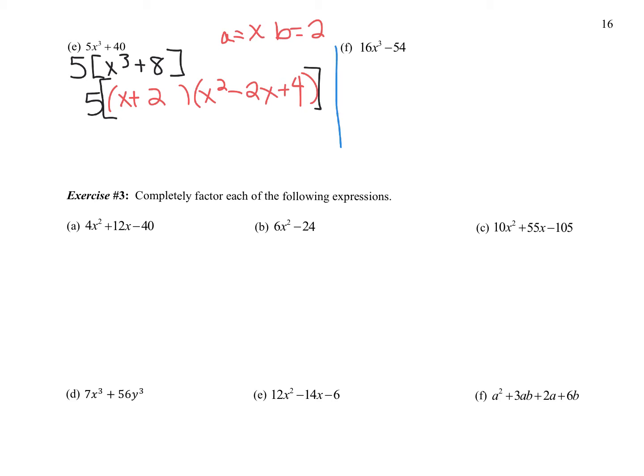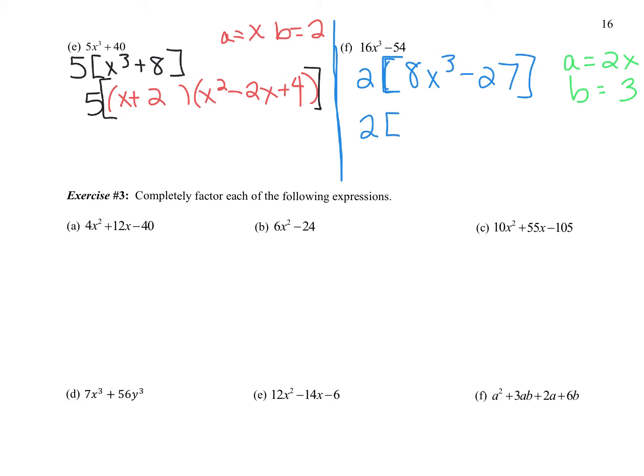Looking at the next one, also not perfect cubes, but I have a GCF of 2, so I'm going to take out a 2, bracket it off, and we have 8x cubed minus 27. Now I do have perfect cubes. My A value is 2x, and my B value is 3. This is difference, so I'm going to use that other formula, similar but slightly different, right?